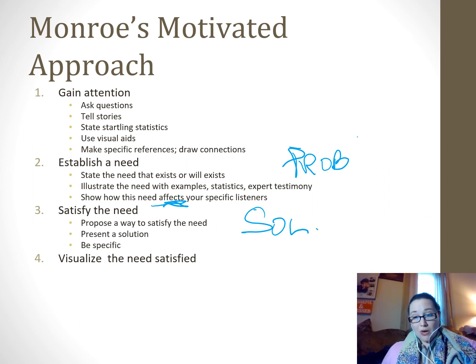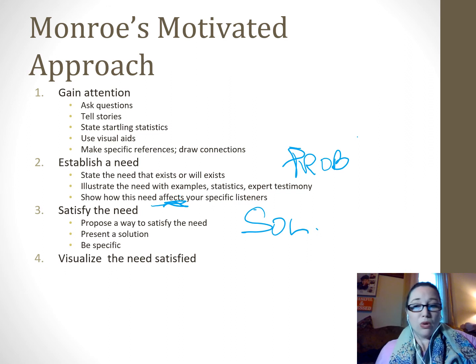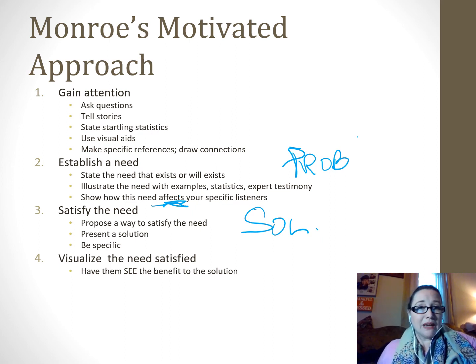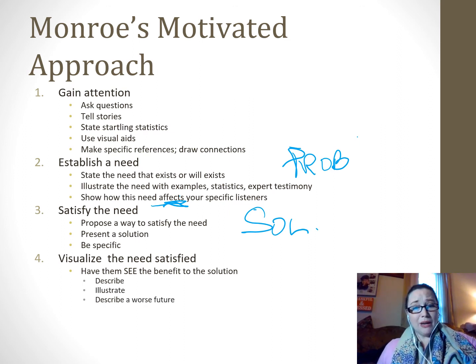And then number 4, step 4, is we visualize the needs satisfied. So this is just helping to further prove why we need to take these steps and how the world or your audience's life or whatever will be better when they've solved the problem. So you can have them see the benefit of the problem solved, describe it, visualize it, illustrate it. You can describe a worse future. What happens if they don't take action? What does the world look like? What does their personal world look like?